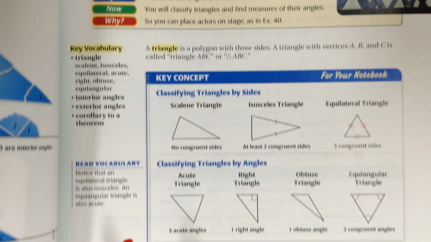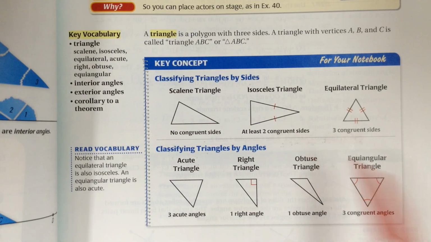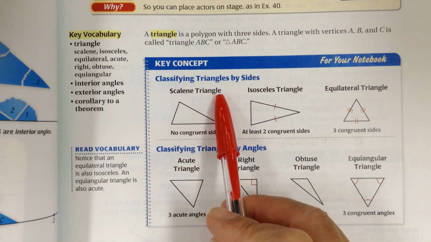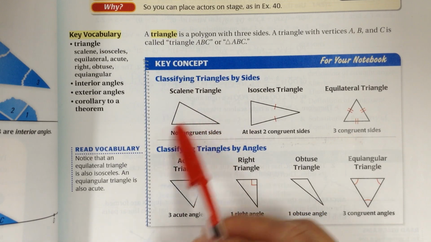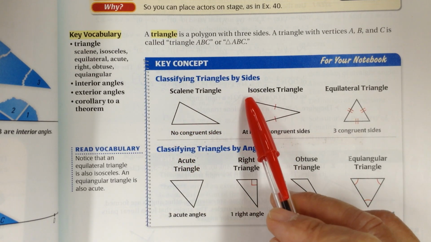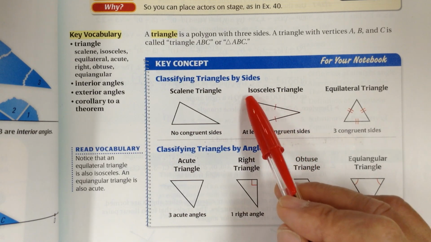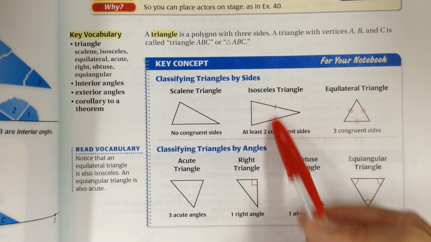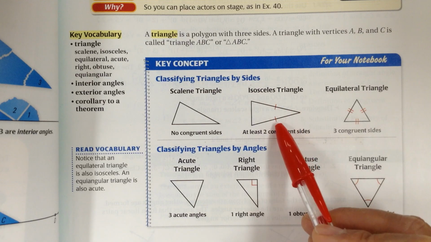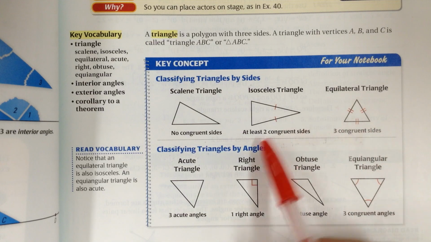Now, you can classify triangles first by the length of the sides. So a scalene triangle has no congruent sides, so all three sides are different. Okay? Isosceles triangle, iso means same, so isosceles means same length. So when you have two sides that are equal or congruent, that means it's isosceles. Okay? Or at least two sides.